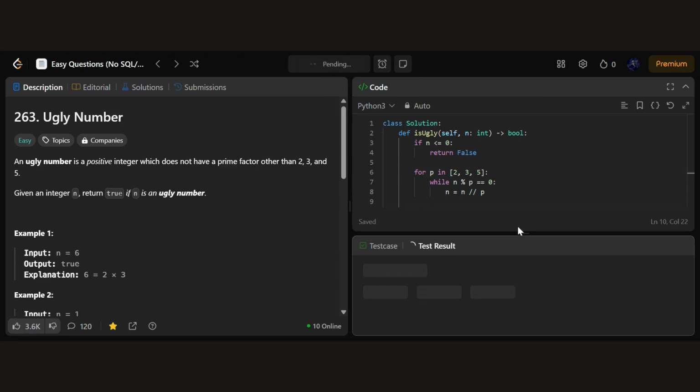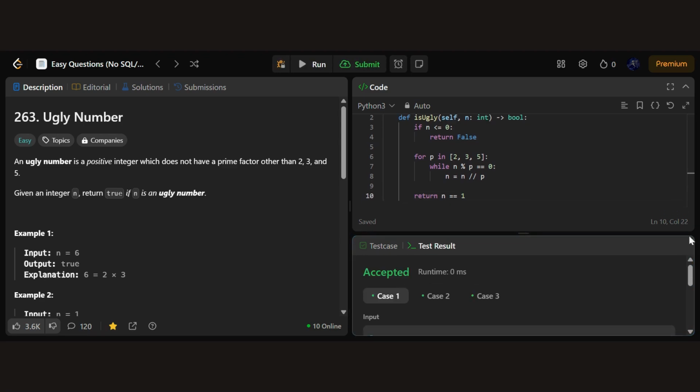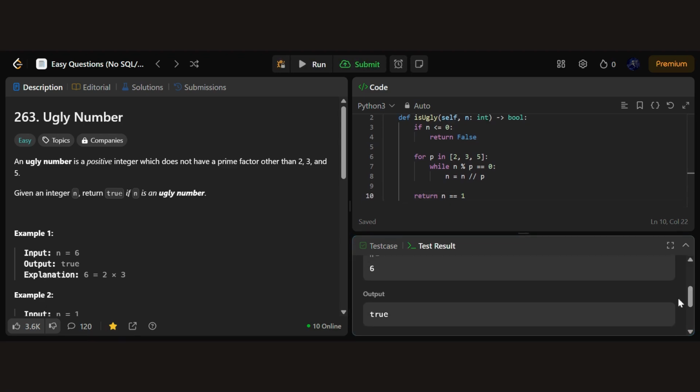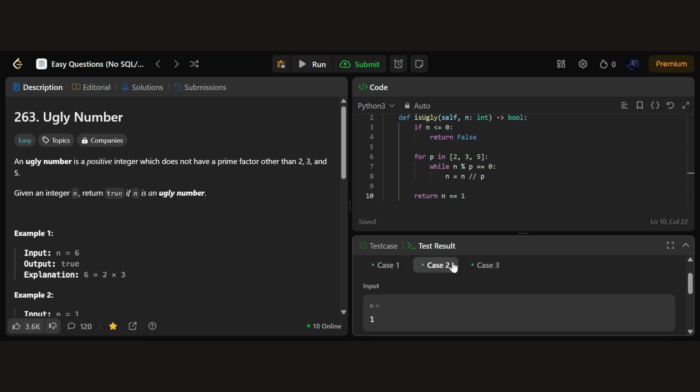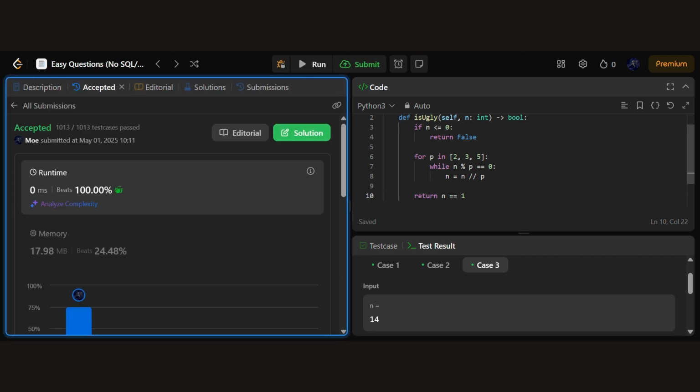and we can run our solution. And that passes all 3 test cases. So now let's submit our solution as well. And we pass all test cases as well for the submission.